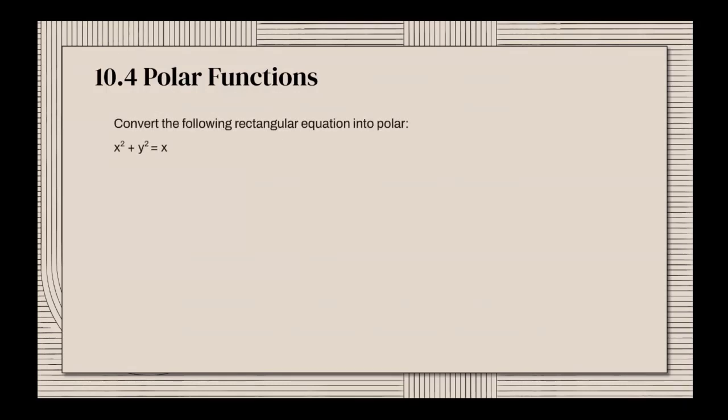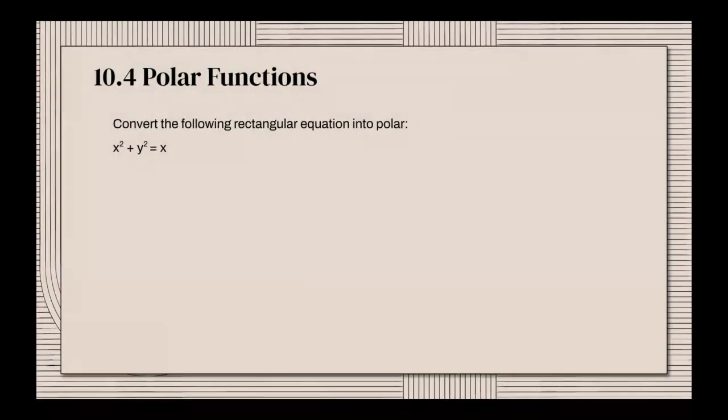So for a sample problem, we're going to convert the following rectangular equation to polar. So we have x squared plus y squared equals x. So anyone have an idea of which equation we would use to convert? Yes, go ahead.